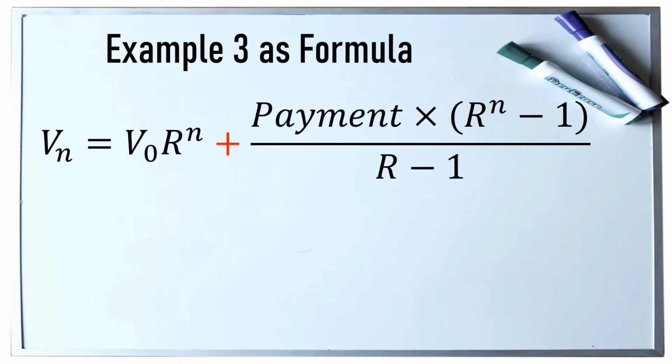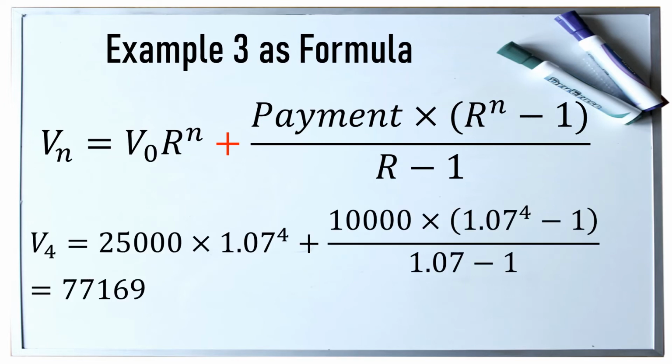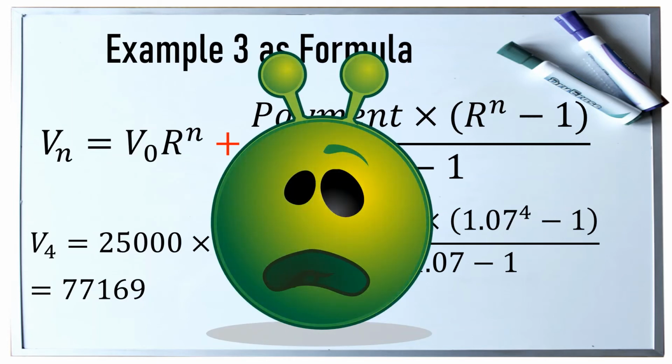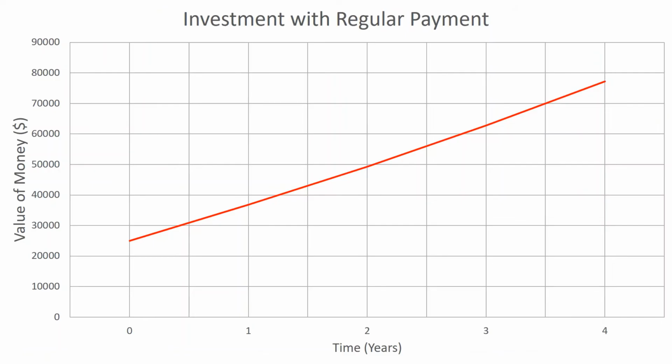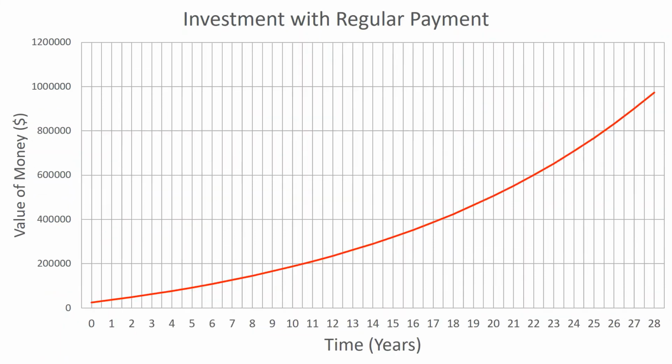You can use a formula for example 3, not that I'd recommend it. It's the same formula as the home loans, except that we've got a positive rather than a negative here highlighted in red. You can substitute in and get the right answer, but I highly recommend using recurrence relations. When we graph this, it looks like a straight line, but it's because we're doing it over a short period of time. There's actually an upward curve here. This upward curve looks more pronounced over time and looks just like the compound interest formula.